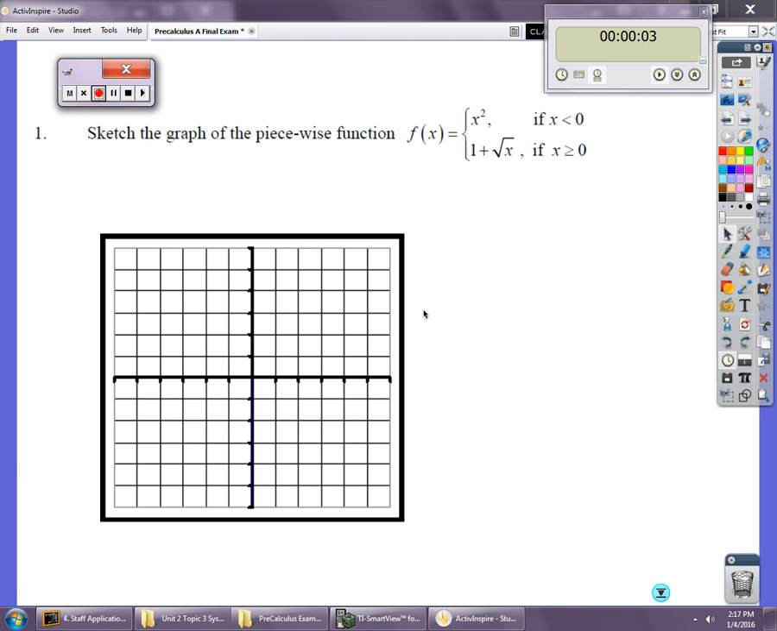Hi everybody, I'm going to be going over the answer key to the Pre-Calculus A semester exam review. I'm going to be going over all of the Unit 1 questions.